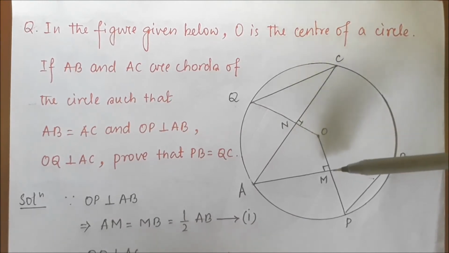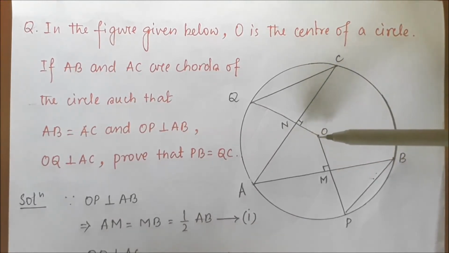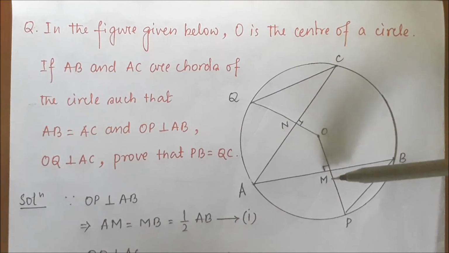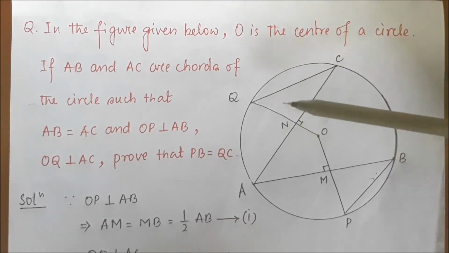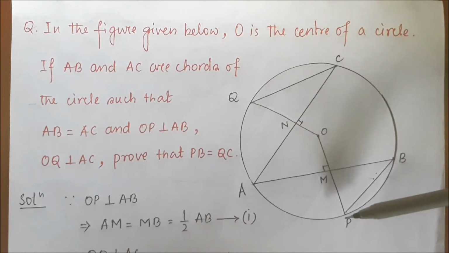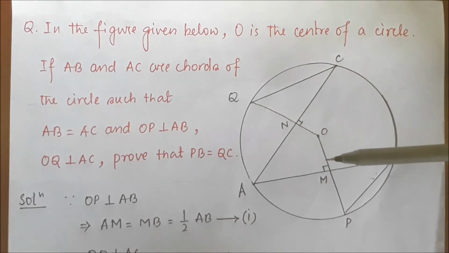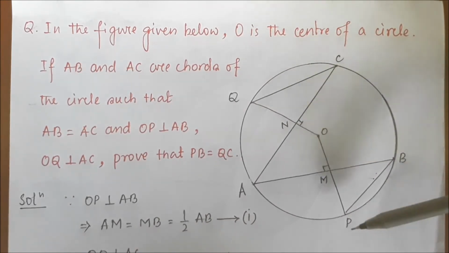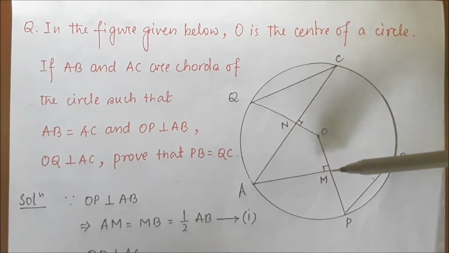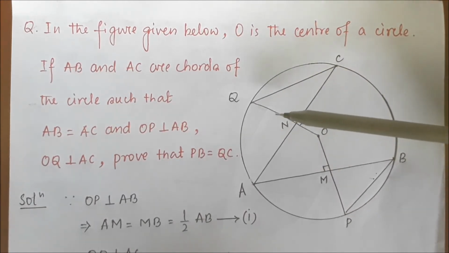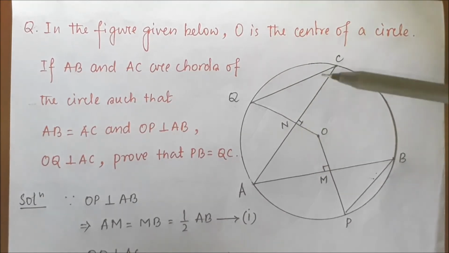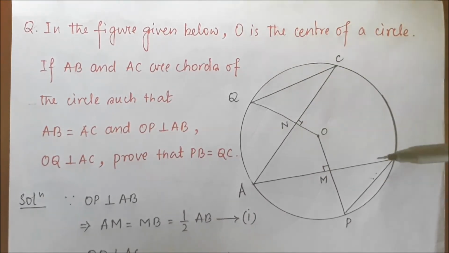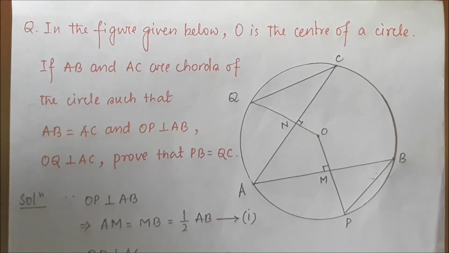Now, these two are equal chords. Equal chords are equidistant from the center. That means OM equals ON. Now, OP equals OQ because they are radii of the same circle. So, from the radii, if we subtract OM and ON, the remaining parts, that is QN and MP, are also going to be equal, and one angle is 90. So, this way we are going to prove the congruency. Let us see.